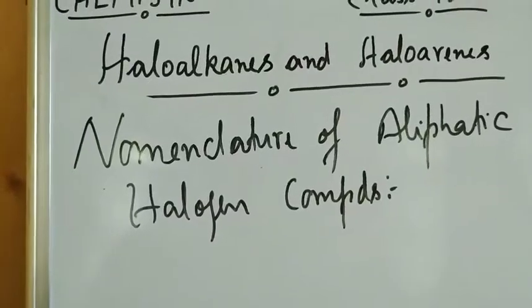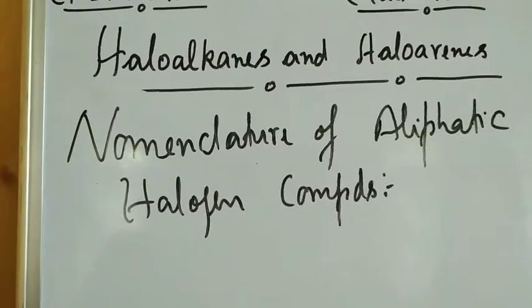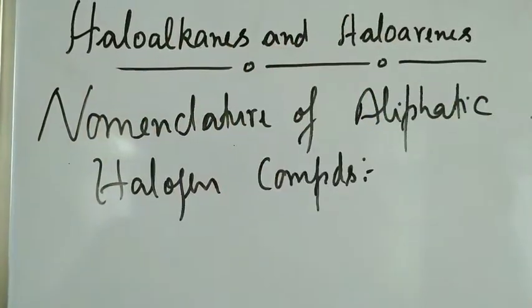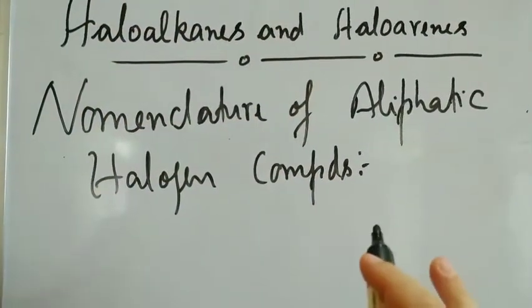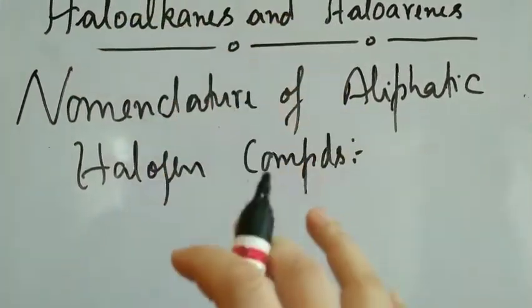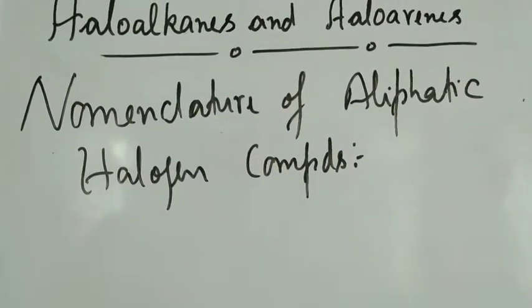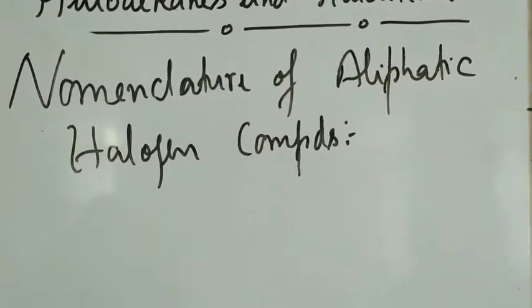We are doing the chapter based on haloalkanes and haloarenes, and the next topic is nomenclature of aliphatic halogen compounds. As you can see, I haven't written the heading as nomenclature of haloalkanes because I told you in the previous lecture that haloalkanes is a term specifically used for only monohalogen derivatives. So in nomenclature you have to be very careful. You cannot give general names.